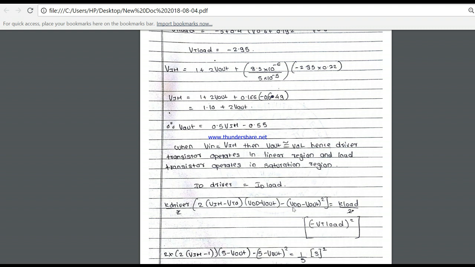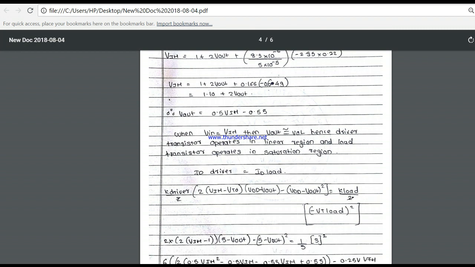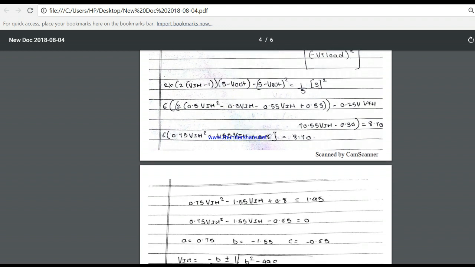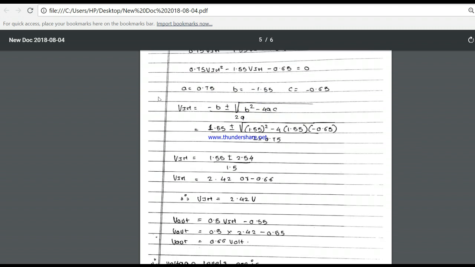Now again putting the linear equations, equating both the linear and saturation equations, and putting all the values, we will get the equation 0.75 VIH square minus 1.55 VIH minus 0.65. Calculating it for VIH by this expression, we will get VIH is 2.42 or minus 0.66. We'll ignore minus 0.66 because our voltage is not negative. So we'll take 2.42, put it in the equation of V out, and we'll get 0.66 volt.